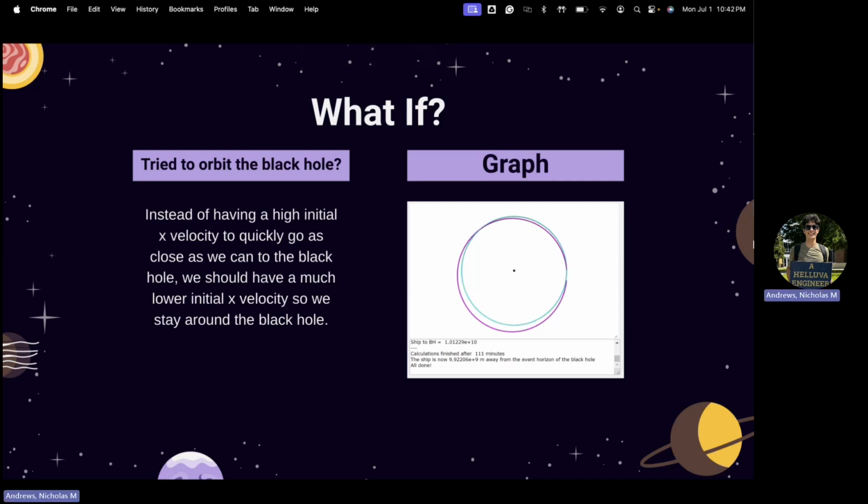What if we tried to orbit the black hole? Instead of having a high initial x velocity to go as close as we can to the black hole, we should have a much lower initial velocity so we stay around the black hole.